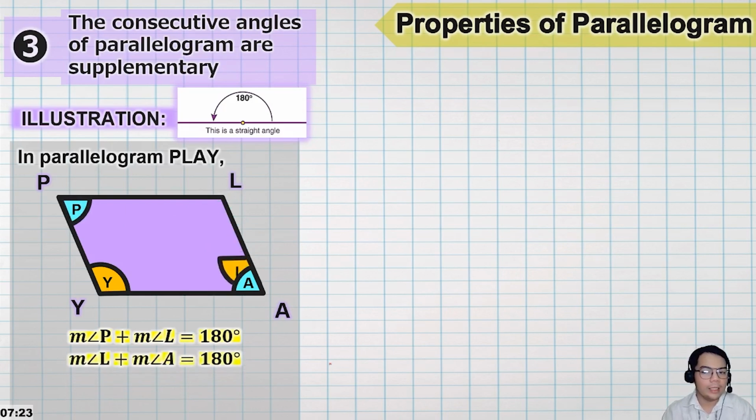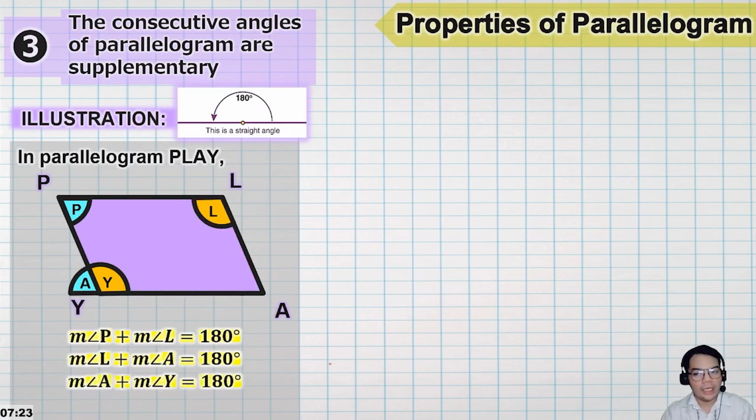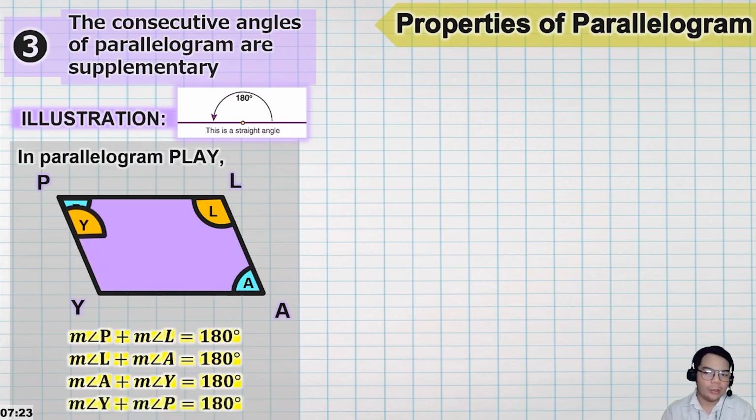So if you also add the measurements of angle L and angle A, they will also form a straight line, 180 degrees din or supplementary din sila. As well as adding the measurements of angle A and angle Y, since the two angles are also consecutive, therefore they are supplementary, therefore ang sum nila ay 180 degrees. And lastly, it could also be on the two given angles, angle Y and angle P, their measurements also have a sum of 180 degrees dahil nga consecutive sila. At the same time, supplementary sila. Ayan. So, that is our third property of a parallelogram.